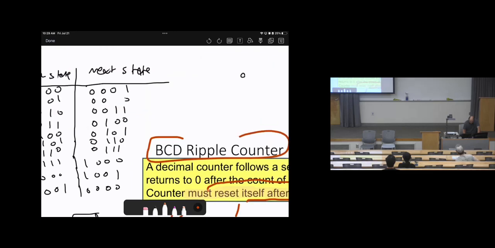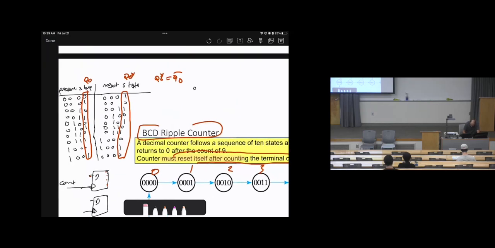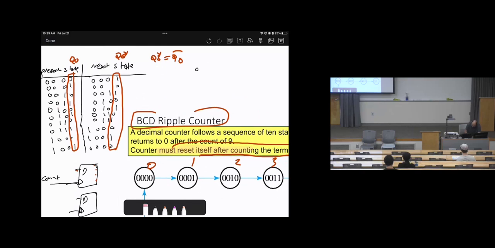Or let me do it in a different way so it can be clearer, easy to follow. So we realized Q0 star, the future, equals Q0 bar, right? You agree with me, right? Therefore, when you make the connection, here is the bubble, here is without bubble. So we will take the one with the bubble as a feedback. Okay?